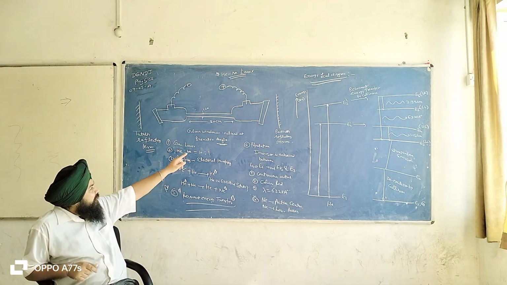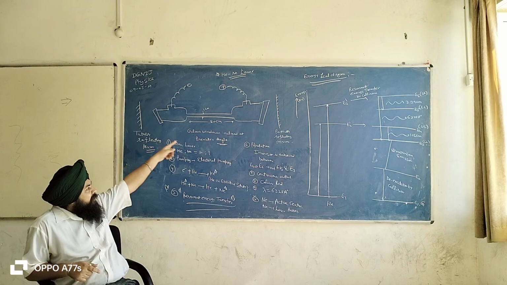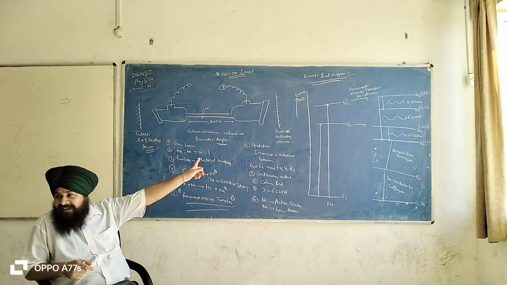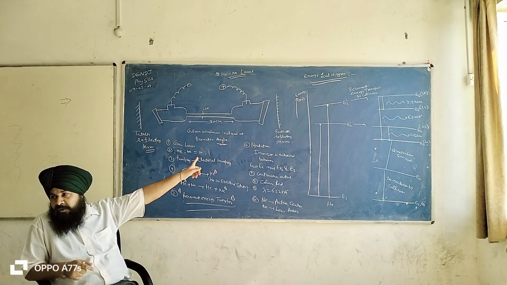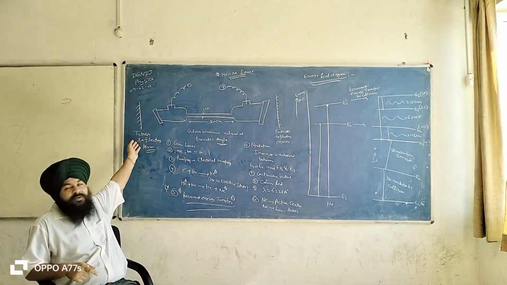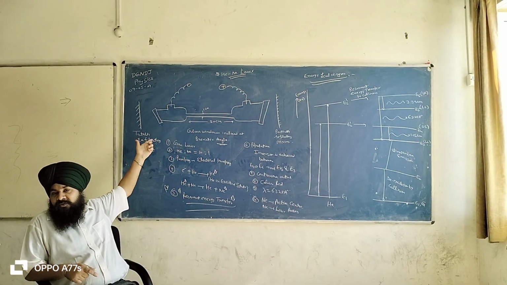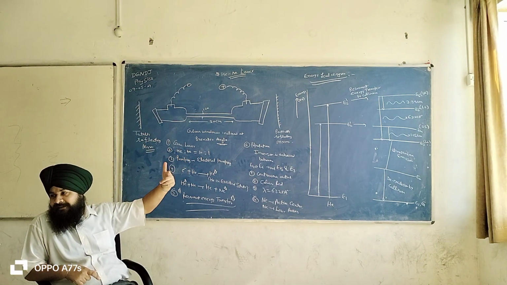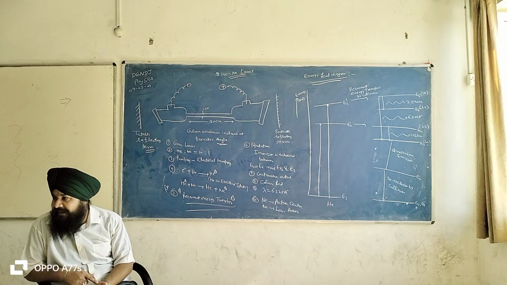And last are these two plane mirrors. This is the partially reflecting mirror across which we can obtain the laser light, and this is a totally reflecting mirror. The combination of these two mirrors will make the resonant cavity.